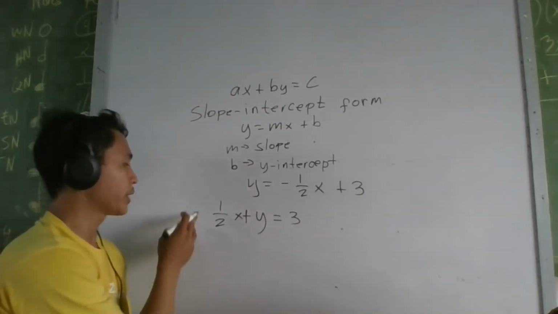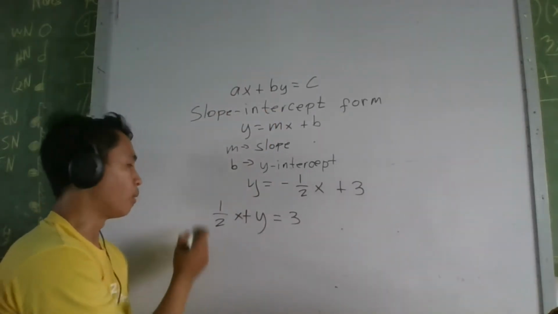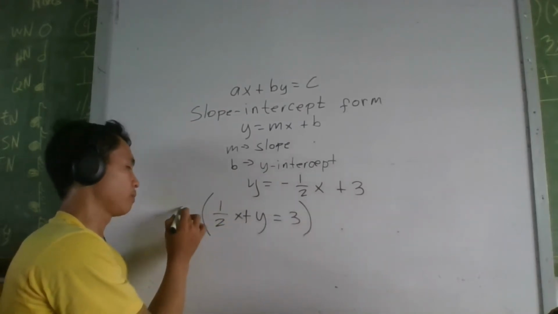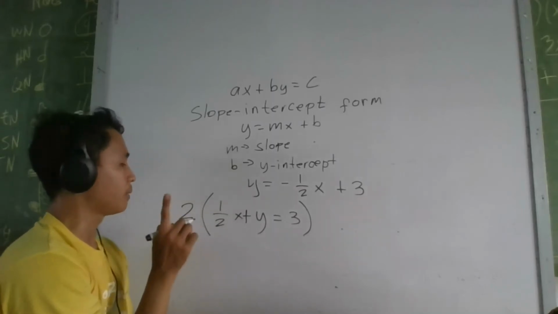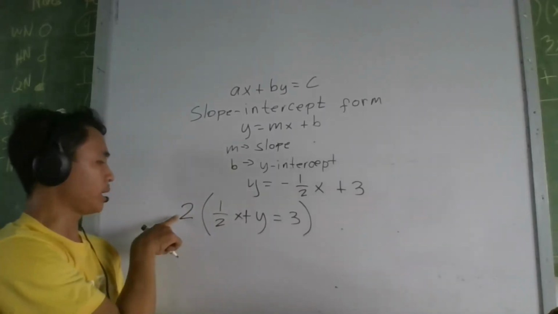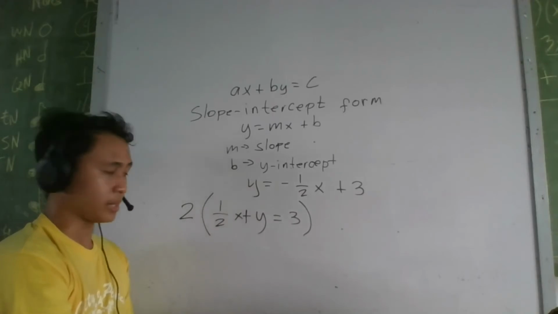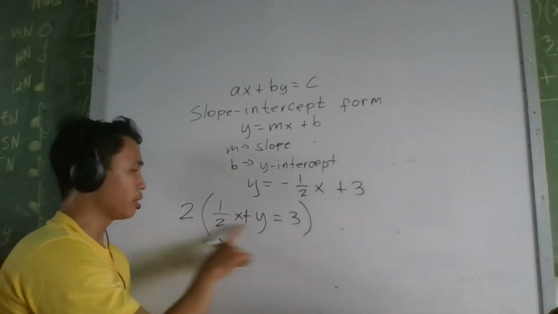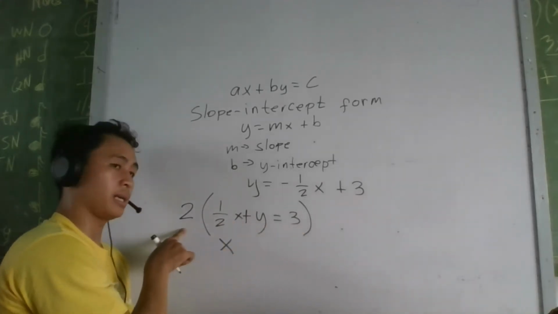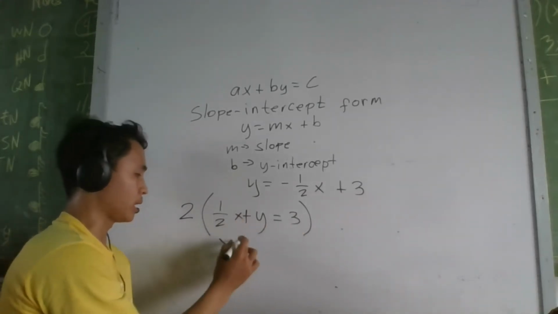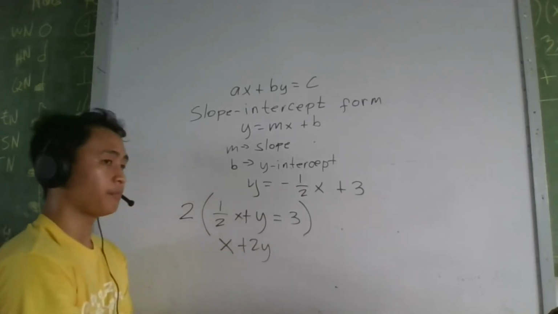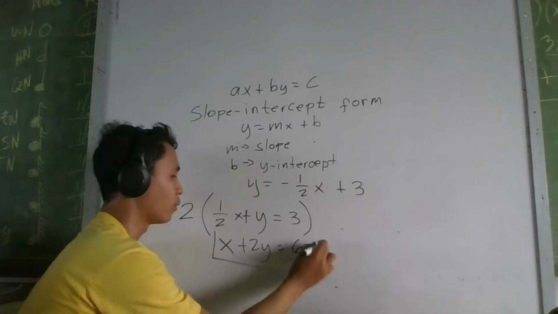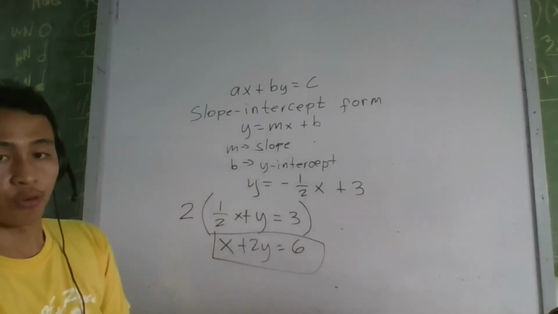So what are we going to do with 1/2? Multiply all terms by kung ano yung denominator. So that would be 2. Para ma-cancel out ang 2. So that would be 2 times 1/2 is 1 times x, yung matitira is x. Again, all of the terms should be multiplied by the 2. So 2 times y is positive 2y. 2 times 3 is equal to positive 6. So that is our standard form.